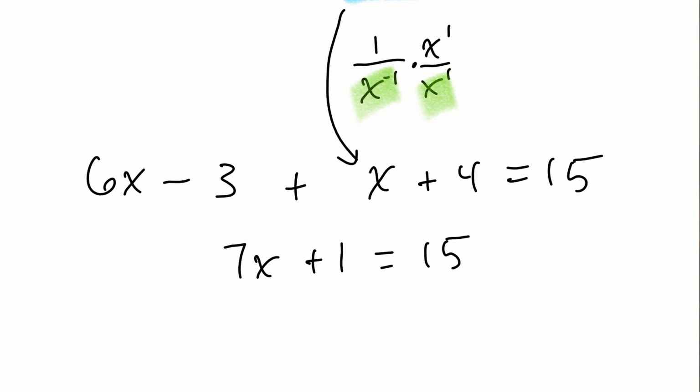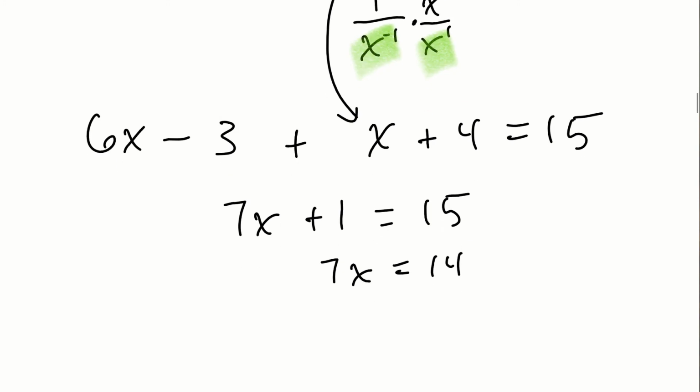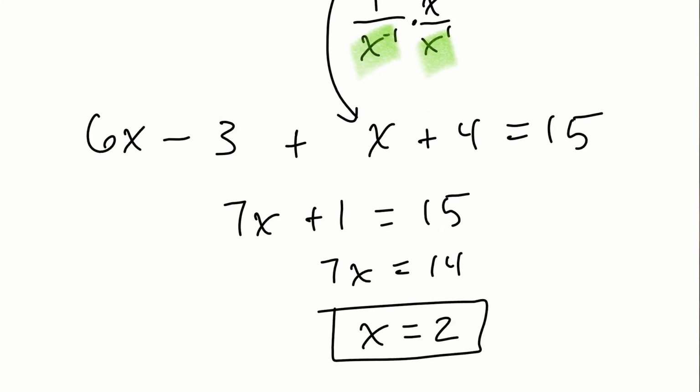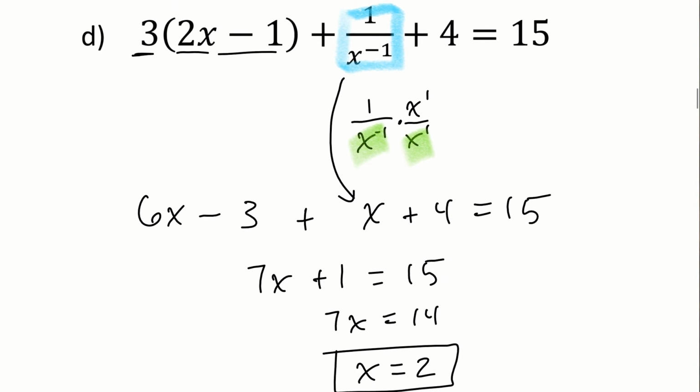Subtract 1 from each side, 7x is 14. Divide each side by 7, x is the value 2. So 2 is the value that will make this equation indeed true. All right, that's it for question 2.